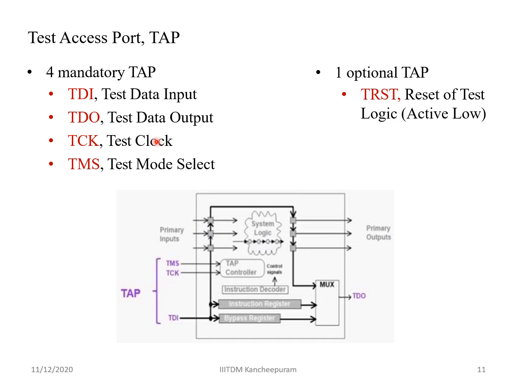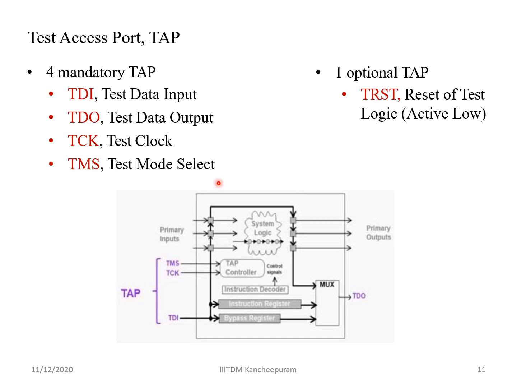There are four mandatory pins. TDI, from the fourth slide I showed you, is called Test Data Input, then Test Data Output. I pause it, you read on your own. So there are three inputs and one output, right? TRST is the reset pin, and it's active low. This is an optional pin. These four are the mandatory pins for the JTAG or TAP controller.